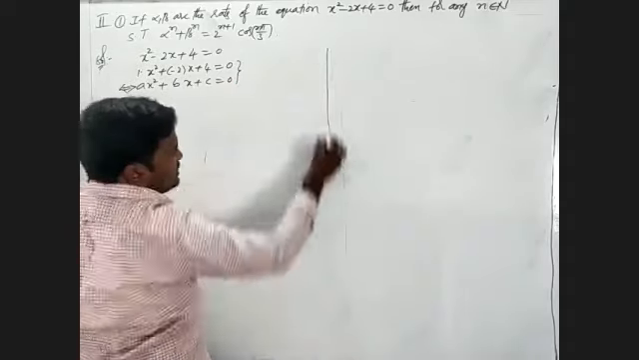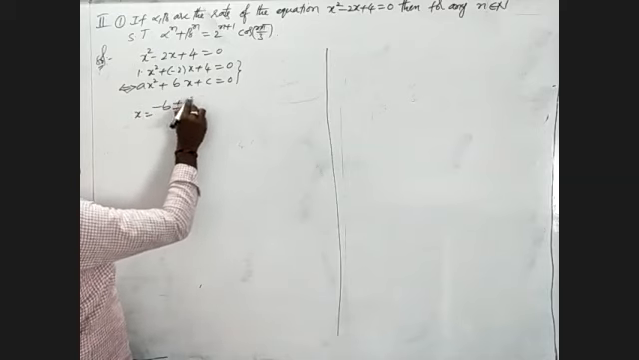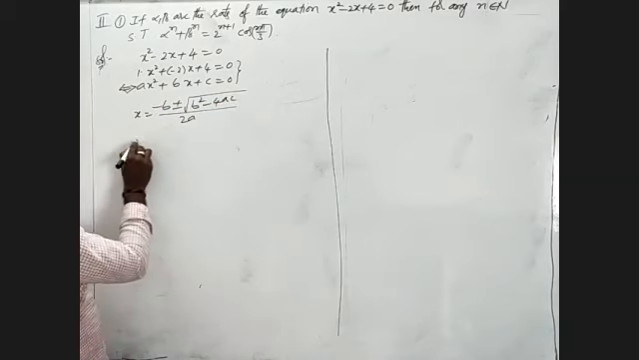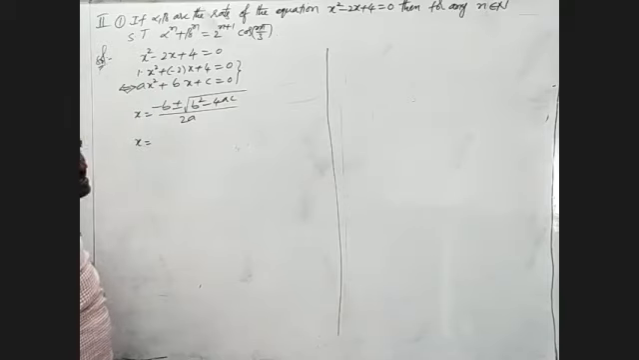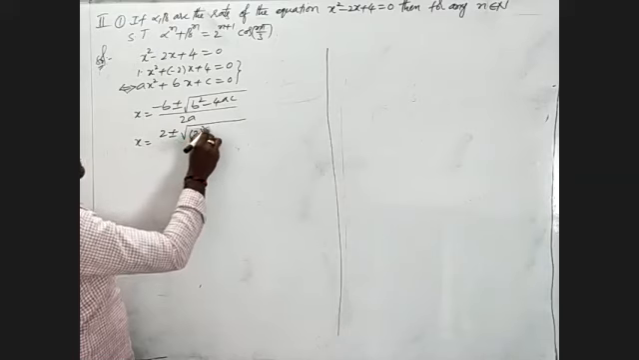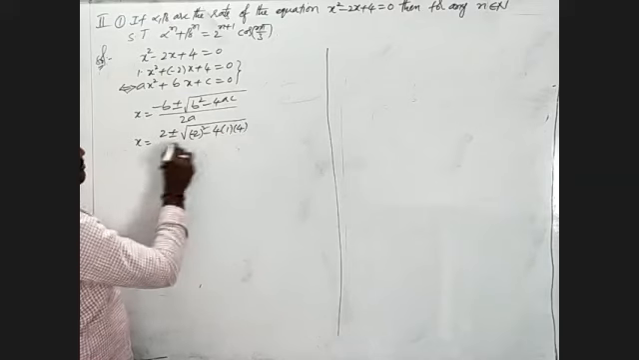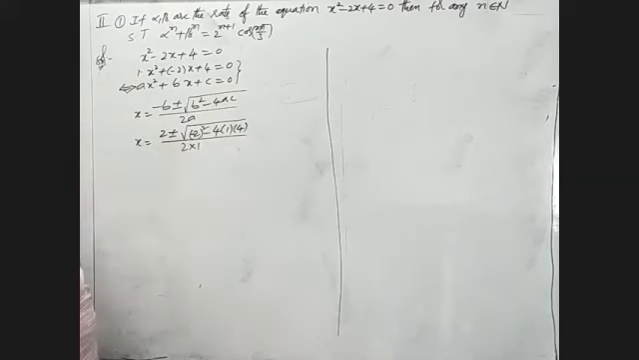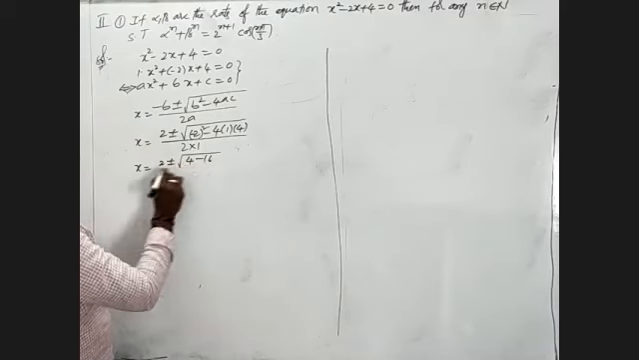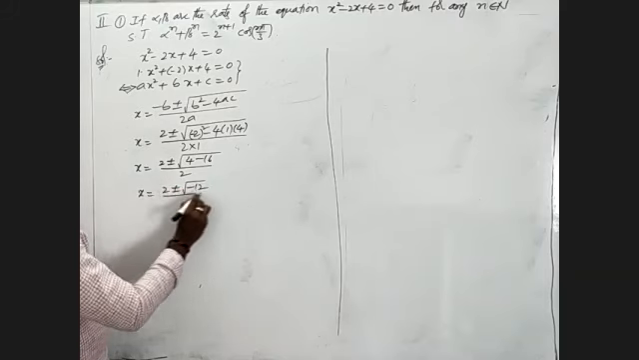Comparing with ax square plus bx plus c equal to 0, we know the values of a, b and c. How to find the roots? x is equal to minus b plus or minus root of b square minus 4ac by 2a. That is x equal to minus b, which is minus of minus 2, that is 2. Remaining we write 2 square, minus 2 whole square, minus 4 into 1 into 4, by 2 into 1. That means x is equal to 2 plus or minus root of 4 minus 16 by 2, so x is equal to 2 plus or minus root of minus 12 by 2.